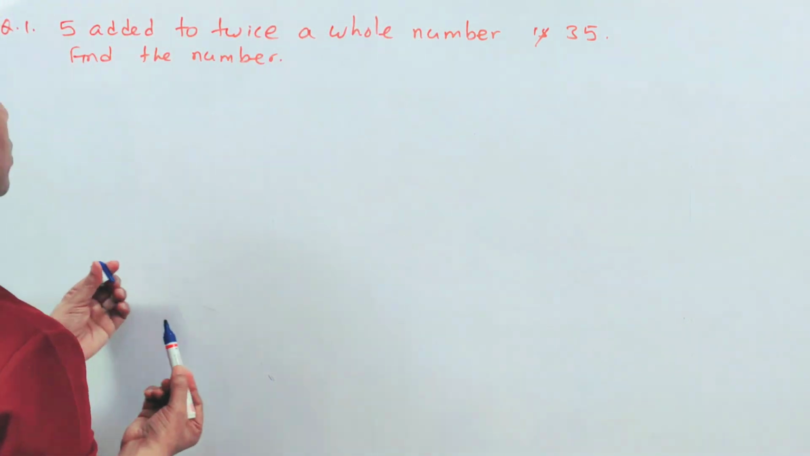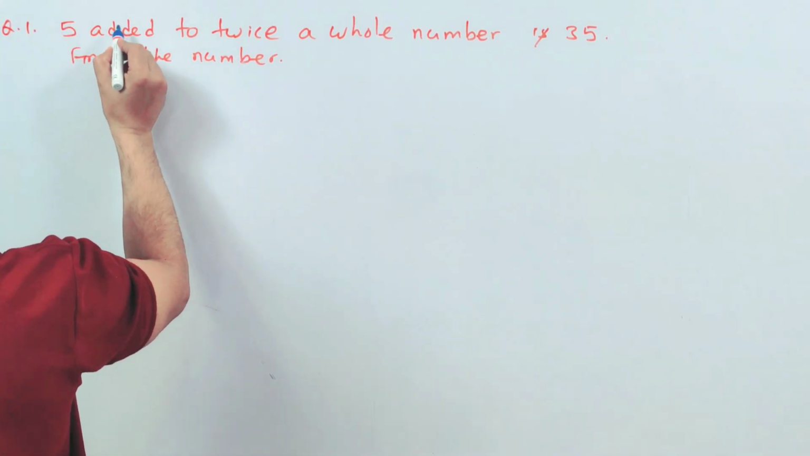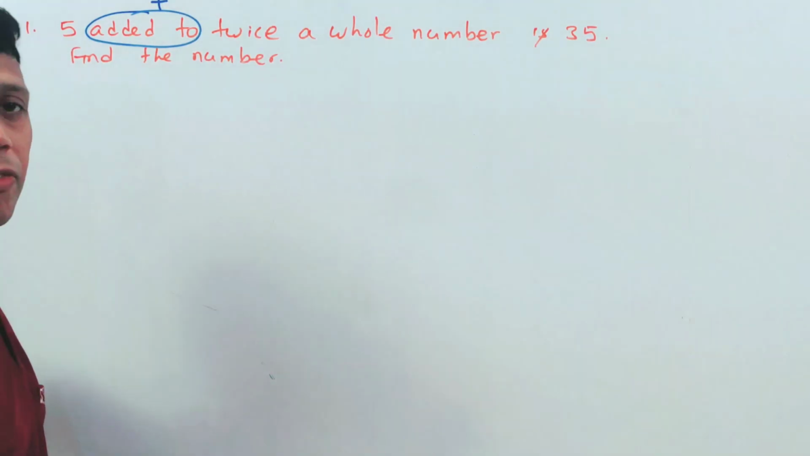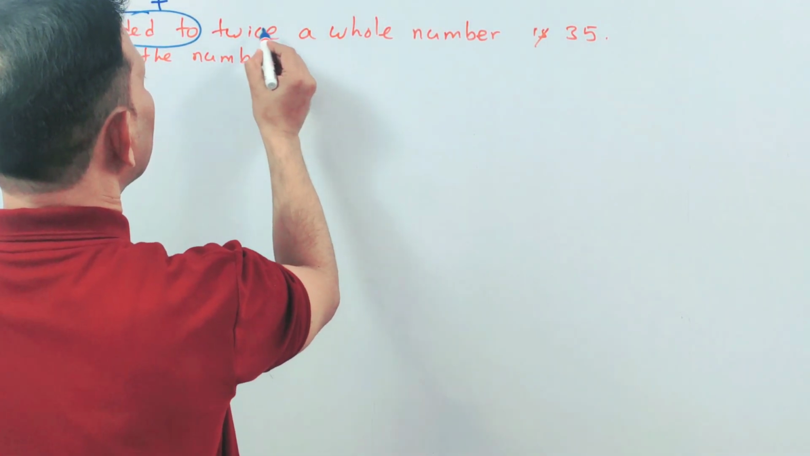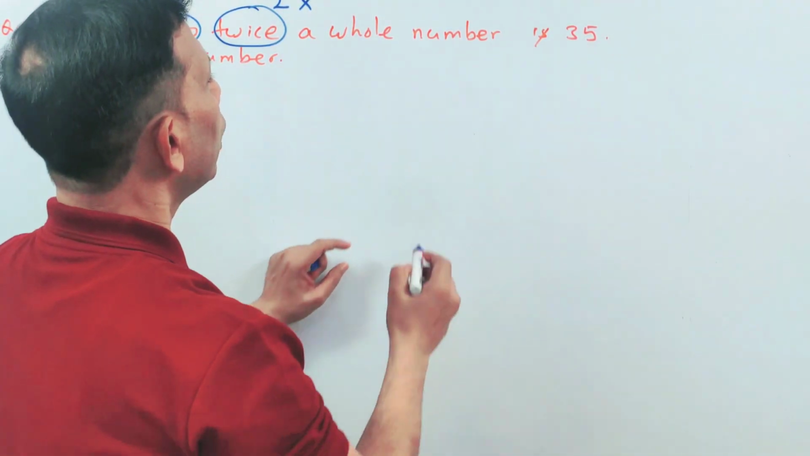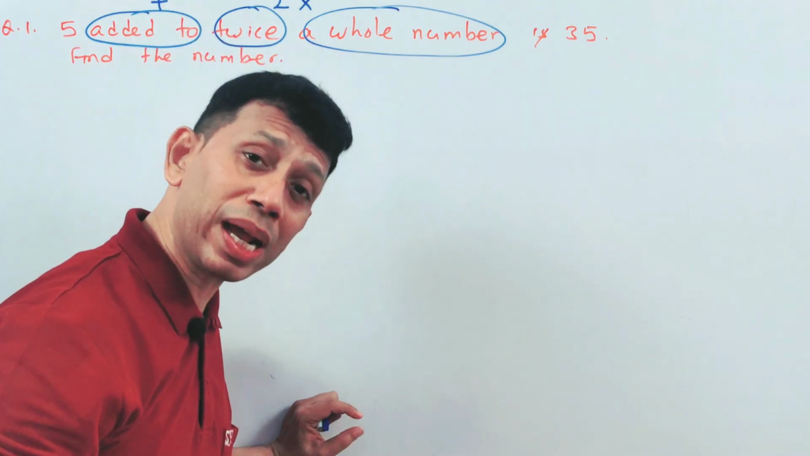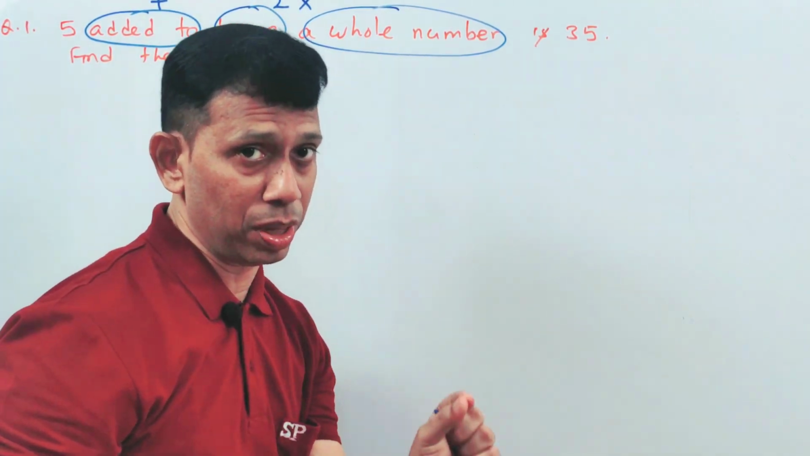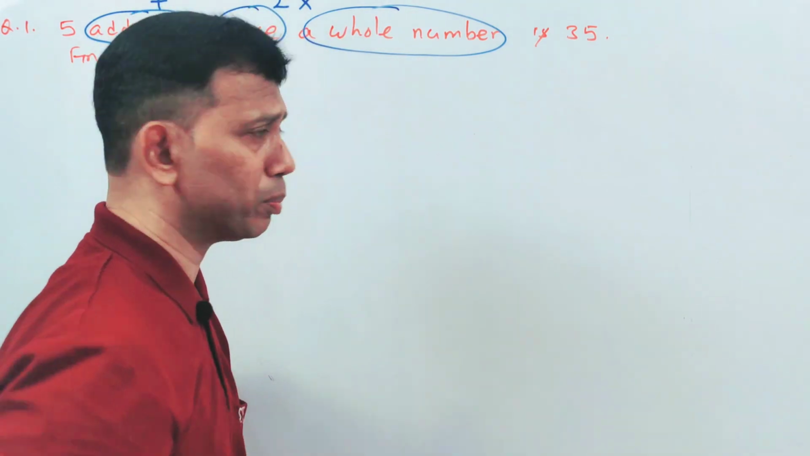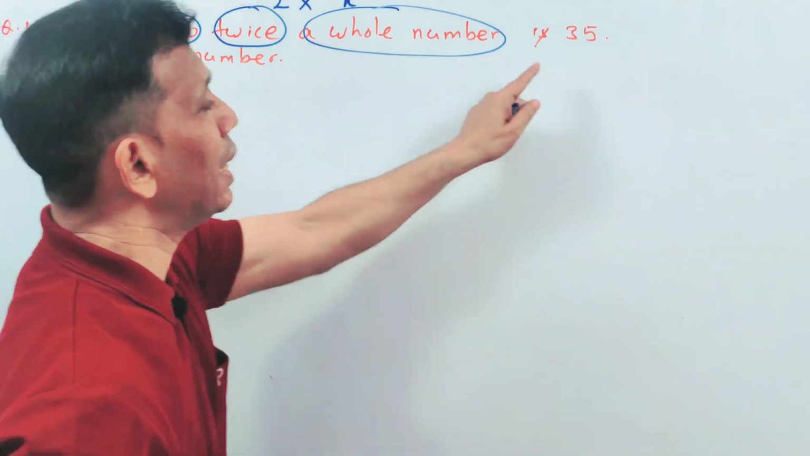So for that let us do the analysis of this one. 5 added to means what? It's plus. This is rough work I am doing. Twice a whole number, twice means 2 times, right? 2 into a whole number. I don't know the number, so let me take it x, or you can take any algebraic variable, a, b, c, m, n, p, anything which is your preferred algebraic variable. So 2 into x I am taking.